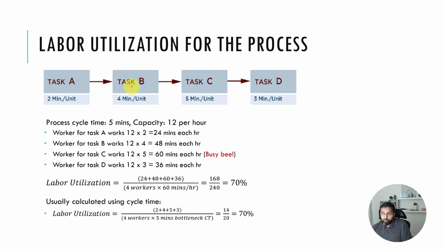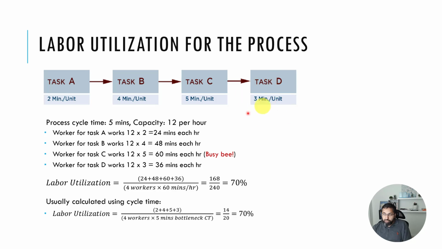Task B is going to work to process those 12 units, 4 minutes per unit. So 12 times 4, 48 minutes of the hour, task B is going to be working for. And task C is going to be working for the whole hour. There's no break for task C because it's the bottleneck task, right? So every unit, it works 5 minutes. To produce 12 units, it's going to work for 12 times 5, 60 minutes, the whole hour.